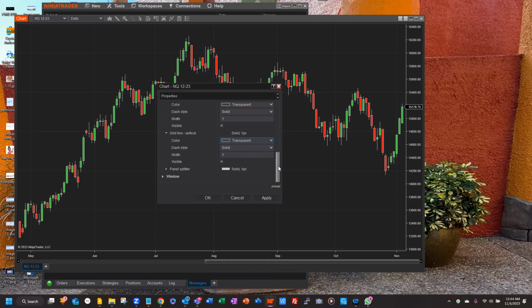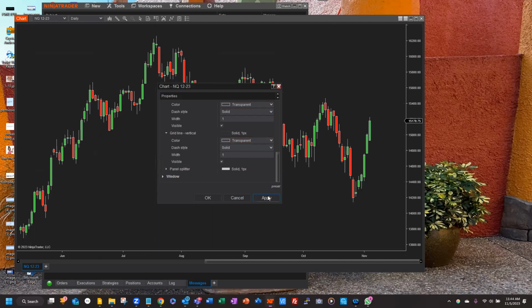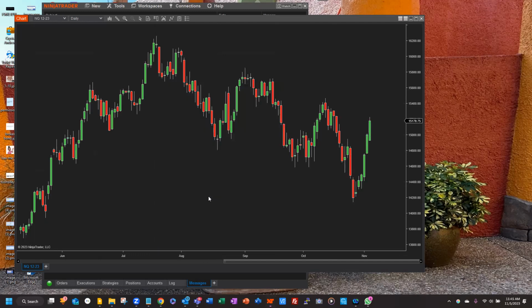All right, now hit the preset again. Save. This way, every chart you do, you don't have to keep doing this. All right, and apply that, and okay. So now your daily chart has room to the far right edge and the side of the chart, so that when candles pop up, the new day is going to pop up here rather than over here.